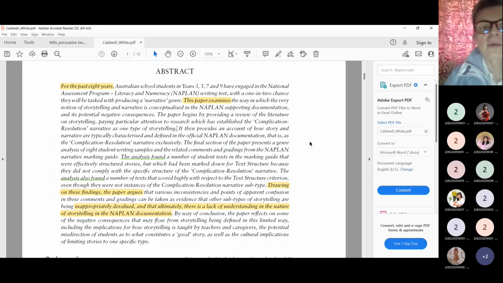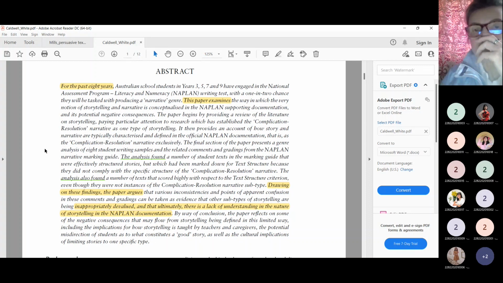So they will be examining the notion, how storytelling and narrative is conceptualized. So basically the notion is conceptualized in the NAPLAN documents. Grammatically, I would have written the notions, I would have made it plural because they have storytelling and narrative. So they're two genres, right? So I would have made it notions and I would have said are conceptualized.